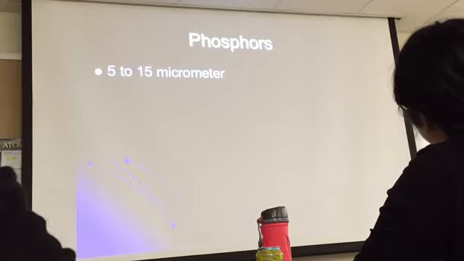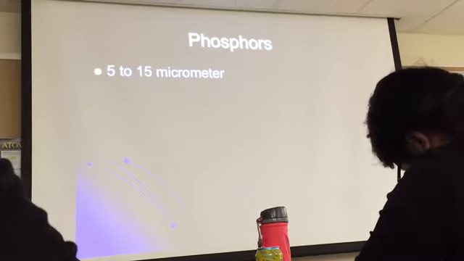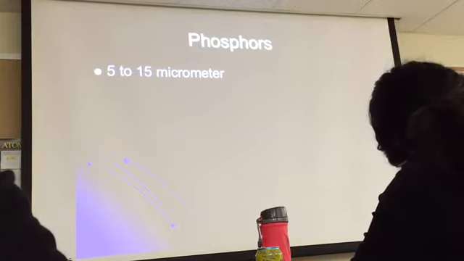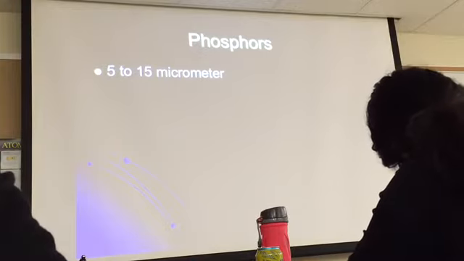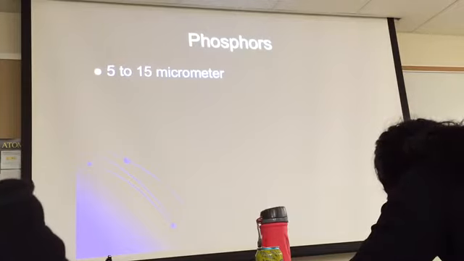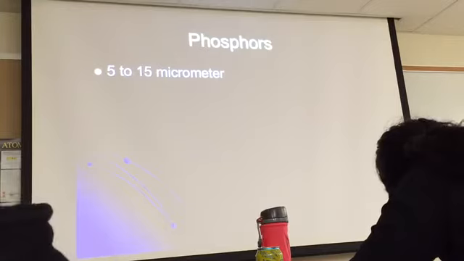All right, the phosphors. When you look at the size of the phosphor, not the layer, but the phosphor itself, the actual grain, it is going to be between 5 and 15 micrometers. So very tiny, microscopically very small.